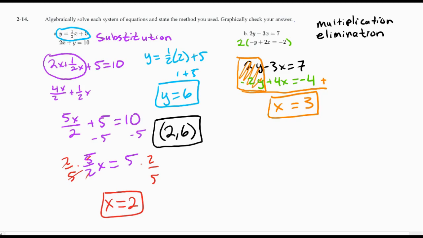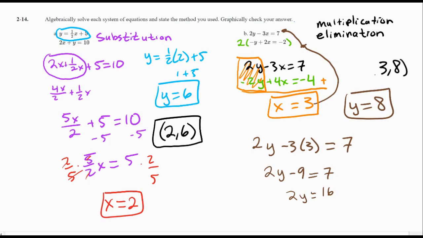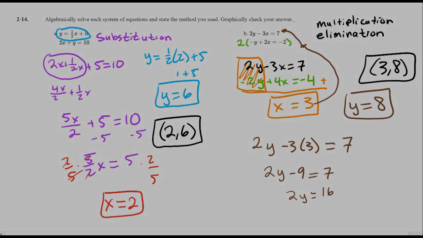Same thing with the first one, though. Remember, if I'm solving for a system, I got to plug that back in to one of the equations. So I'm going to go ahead and use the top one because there's less negatives to deal with, I guess. So 2y minus 3 times 3 equals 7. So I got 2y minus 9 equals 7. Add 9 to both sides to get 16. And so my y value ends up being 8. If you're asked to write it as a coordinate, you got 3, 8. Solving systems, baby.